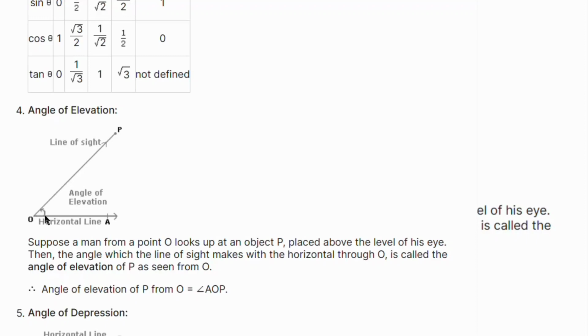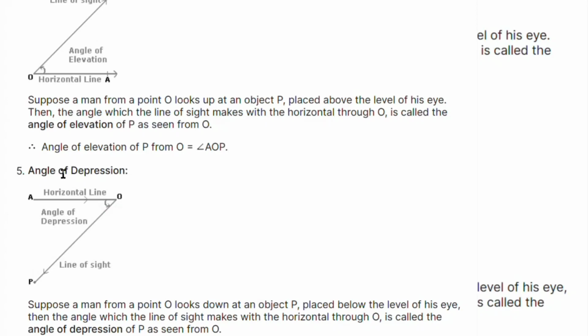So this is an angle of elevation. This is the object, this is the horizontal line, and this is the angle of elevation. If the object is below eye level, then we call it the angle of depression. So look, here is the angle of depression.